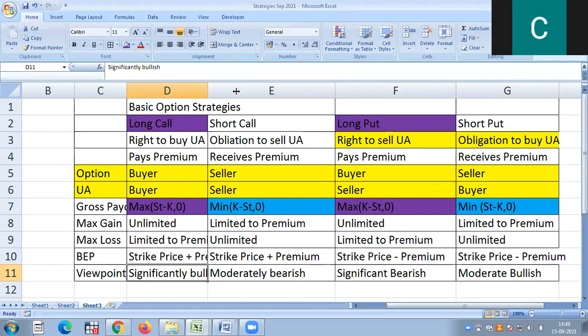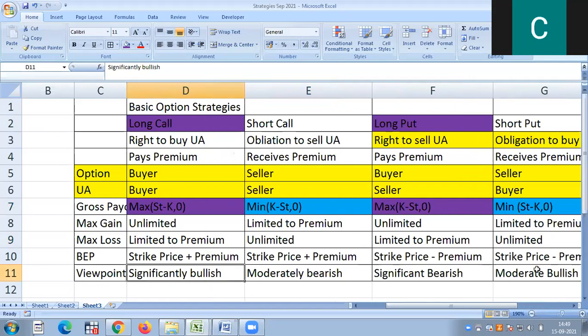But your viewpoints, if you see, long call and short put are more or less the same. In case of long call, significant bullish; in case of short put, moderate bullish. But the payoff viewpoints are almost the same. For long put, the payoff is maximum of K minus ST, and for short call, minimum of K minus ST. Here also viewpoints are significant bearish and moderate bearish. So we can see the similarity. It is an easy way to understand the logic behind the strategy.